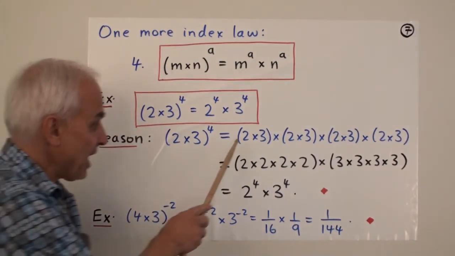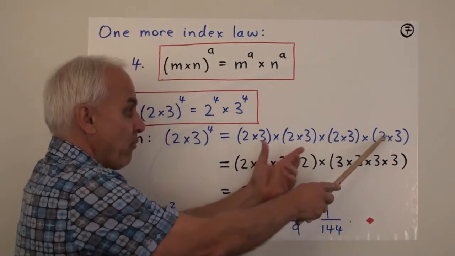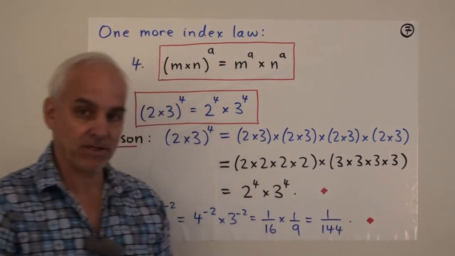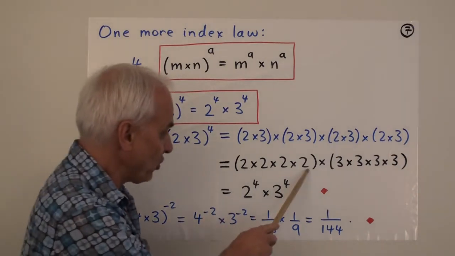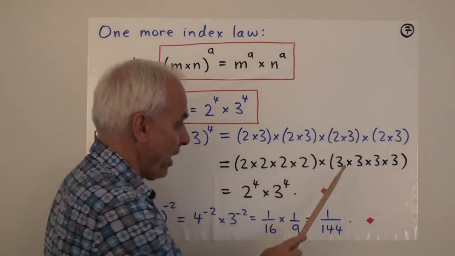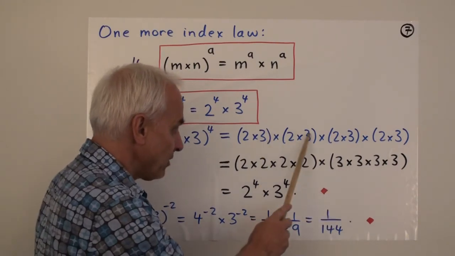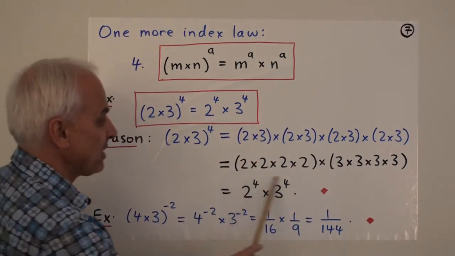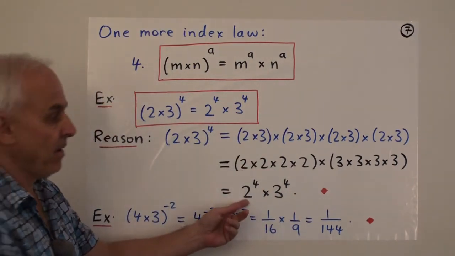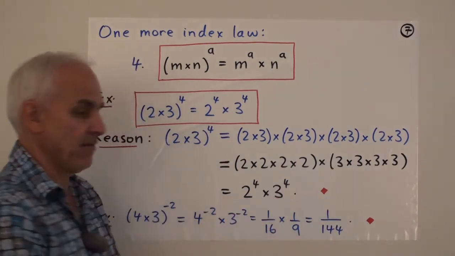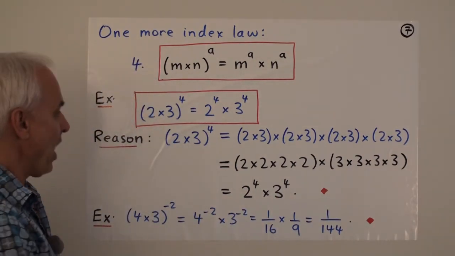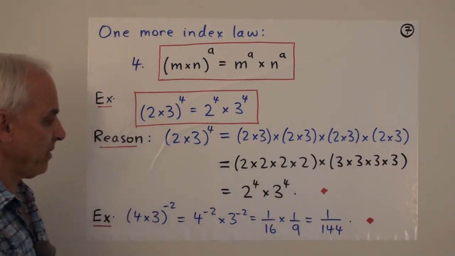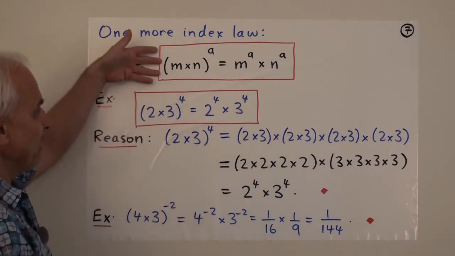In particular, we can take all these 2's here, there are 4 of them, and bring them all together. And then take all the 3's and bring them all together. So there are going to be 4 2's, 1, 2, 3, 4, and there are going to be, of course, 4 3's, 1, 2, 3, 4. When we rewrite things this way, we see that this expression is just 2 to the 4th. And this expression is just 3 to the 4th. So that's why 2 times 3 to the 4th is 2 to the 4th times 3 to the 4th. And the same argument really applies in general.